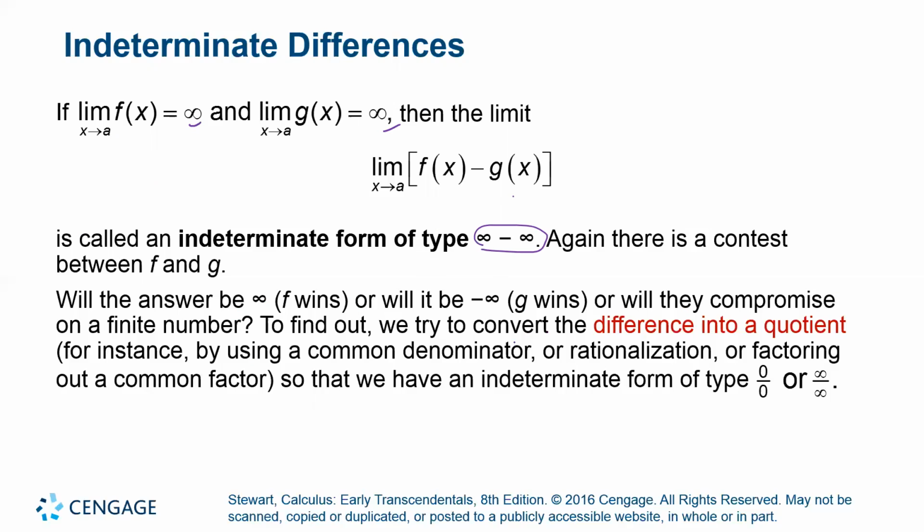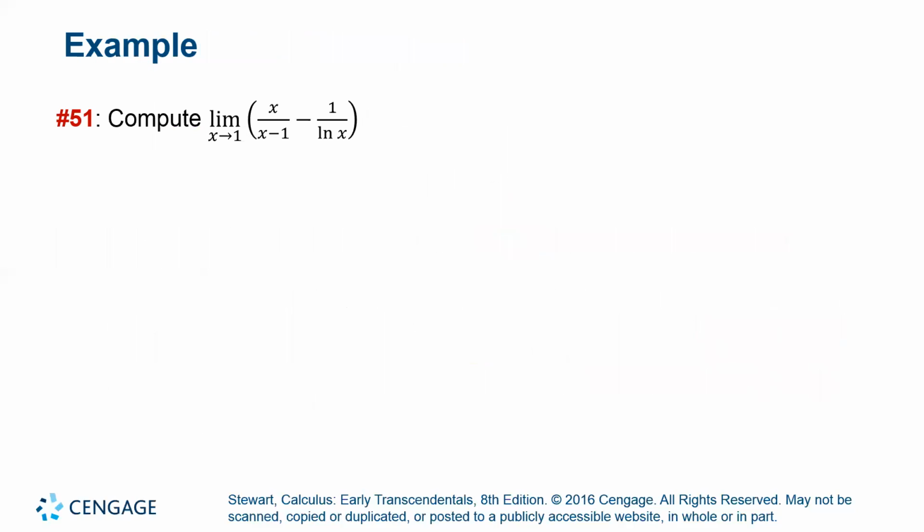Now, what we do is that we convert the difference into a quotient. How do we do that? Sometimes we find a common denominator, or we rationalize, or sometimes we factor a common factor. Then we test the hypothesis of L'Hopital's rule, and then apply it. Okay, so let's take an example. Exercise number 6, compute this.